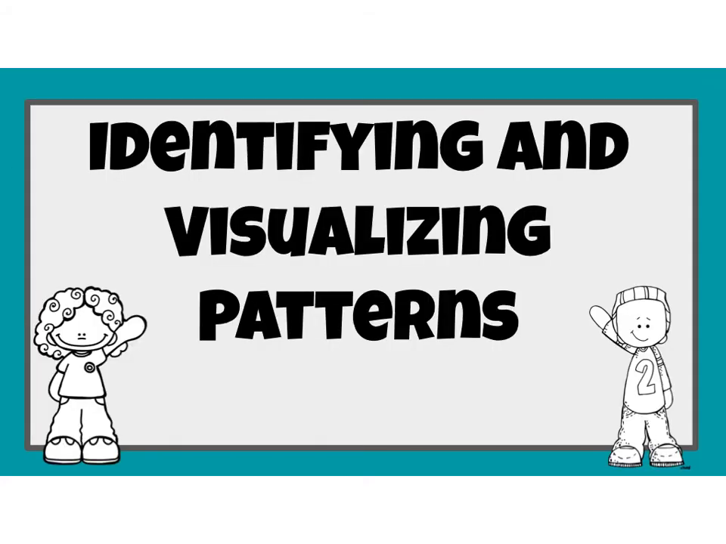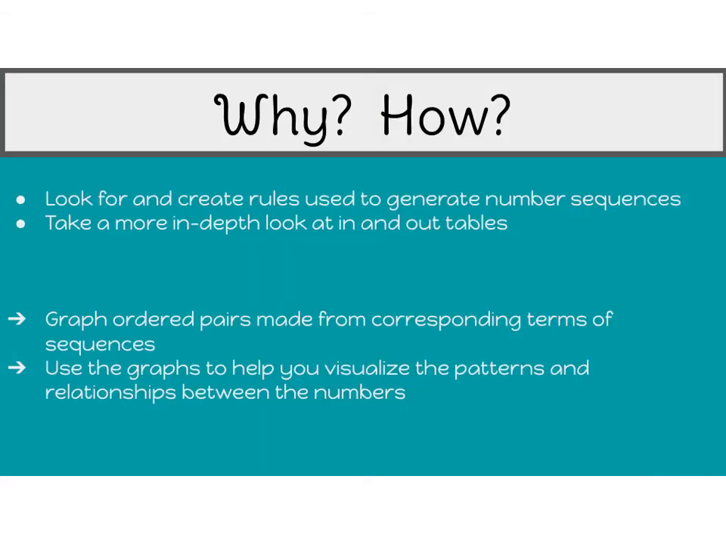So our lesson today is identifying and visualizing patterns. We are doing this lesson today because we need to look for and create rules used to generate number sequences. And we're going to take a more in-depth look at in and out tables that we've used in the past. How we're going to do this is we're going to graph ordered pairs made from corresponding terms of sequences, and we're going to use the graphs to help us visualize the patterns and relationships between the numbers.